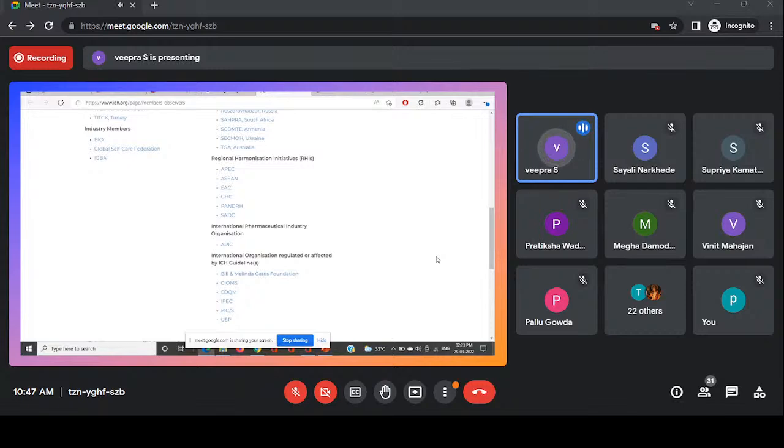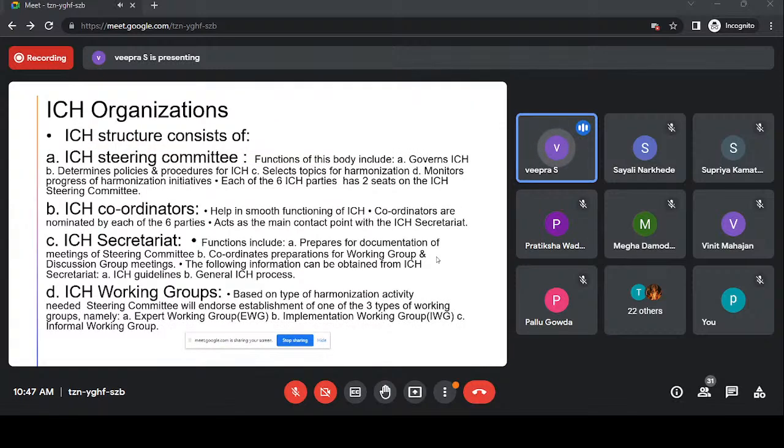Okay, so when you go through the ICH organization, it has some structures. So basically, four different types of structures are present: there is an ICH steering committee, then ICH coordinators, then an ICH secretariat, and then ICH working groups. Okay, so these are the four main structures of the ICH.